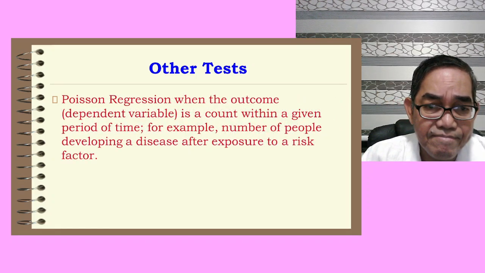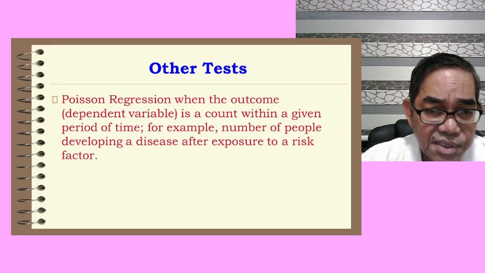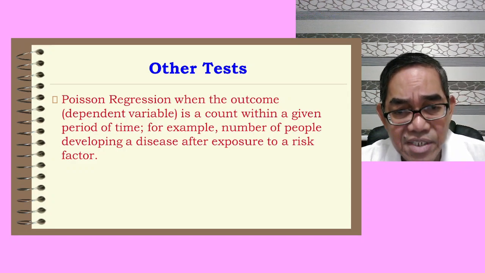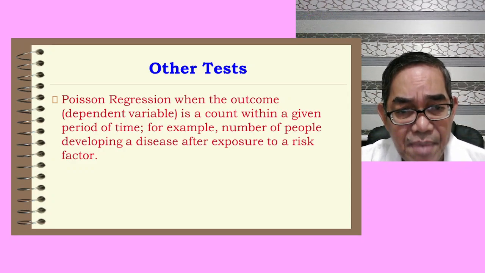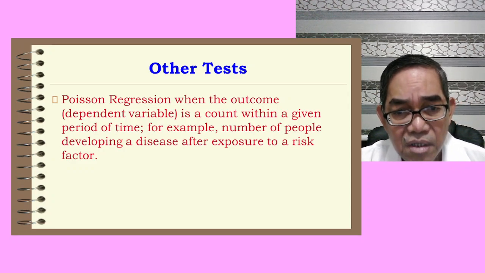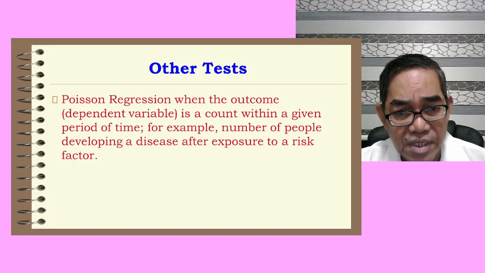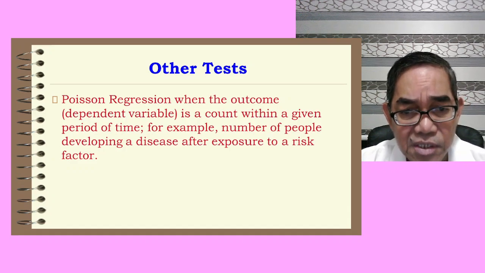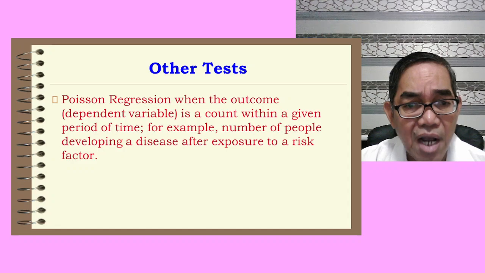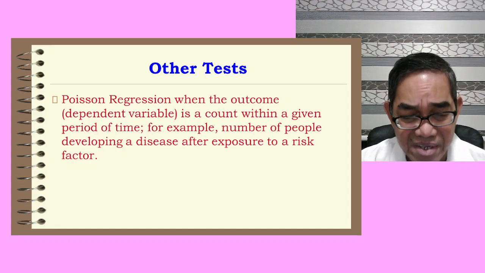And then other tests, we use Poisson regression when the outcome, the dependent variable, is a count within a given period of time. So, for example, we want to look into the number of people developing a disease after exposure to a risk factor. So, the outcome is a count. We use Poisson regression.